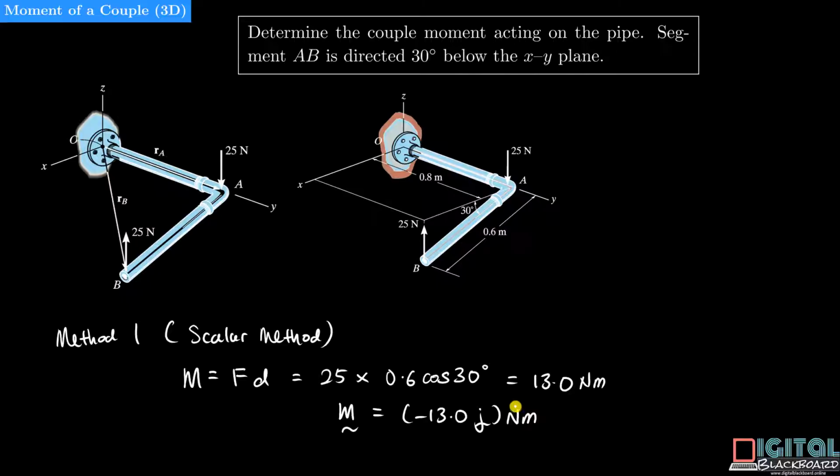Because if you look carefully, the direction of this couple moment is according to your right hand rule. Your fingers curl in the direction of rotation of the couple forces, and your thumb will point in the negative Y direction. Therefore, it's negative j here.